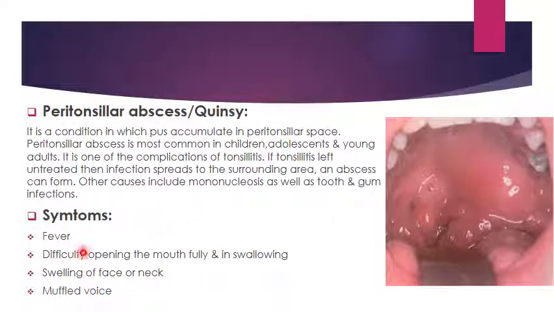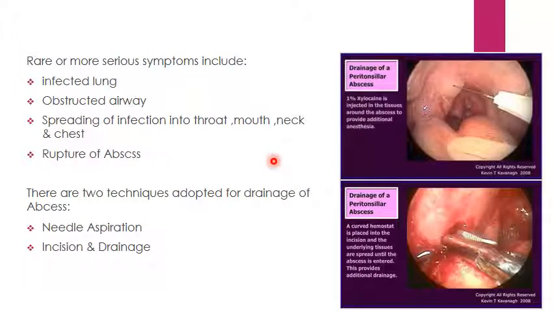Symptoms include fever, difficulty opening the mouth fully and in swallowing, swelling of the face or neck, and a muffled voice. It can be a life-threatening condition if left untreated. More serious symptoms include infected lung, obstructed airway, spreading of infection into the throat, mouth, neck and chest, and rupture of the abscess. There are two techniques adopted for drainage of the abscess: needle aspiration under local anesthesia, and incision and drainage.